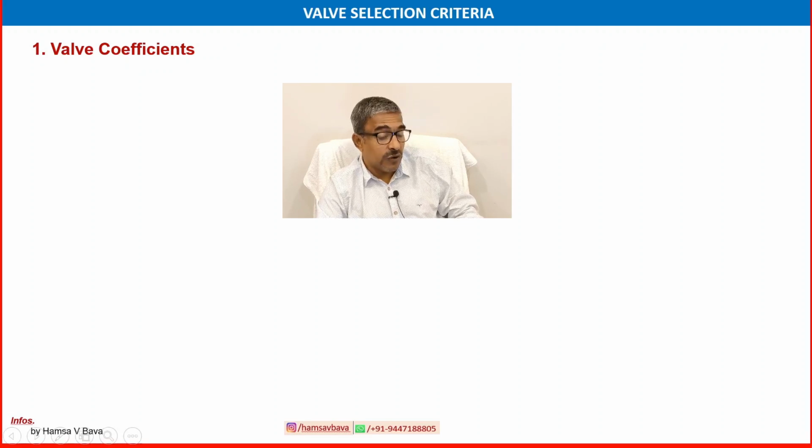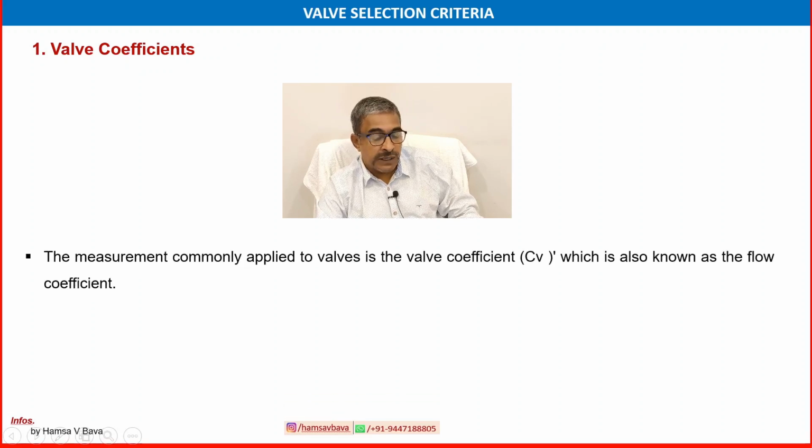Number one is valve coefficients. This is a design parameter. In application, at least at the operation level, we never think about a valve coefficient. Let us understand the information, it is good for us.